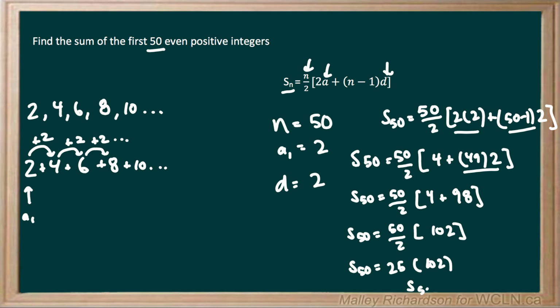25 times 102 is 2,550. So the sum of the first 50 terms is going to be 2,550.